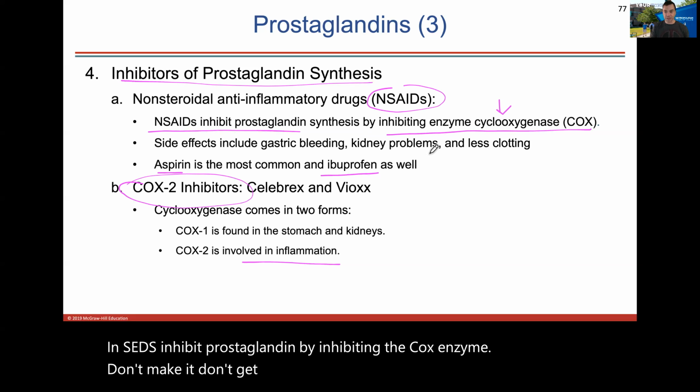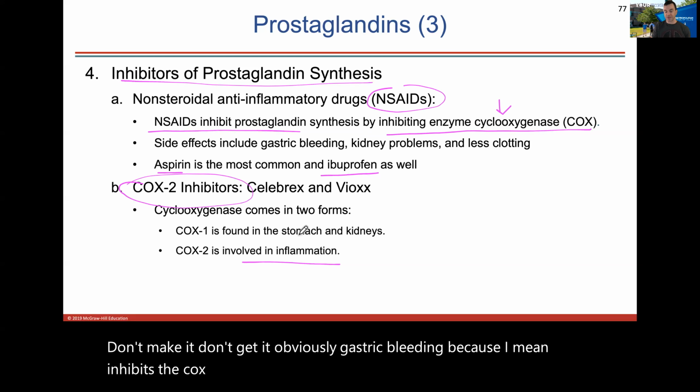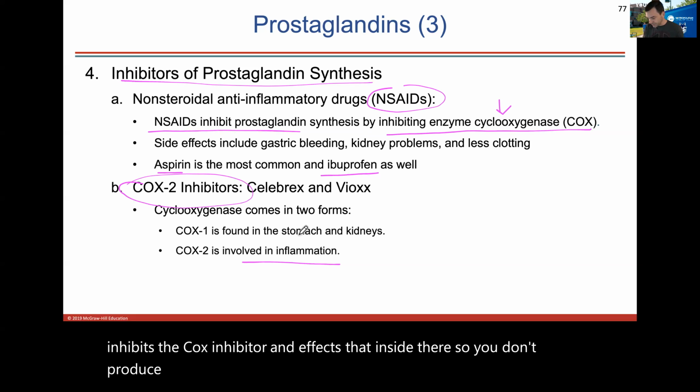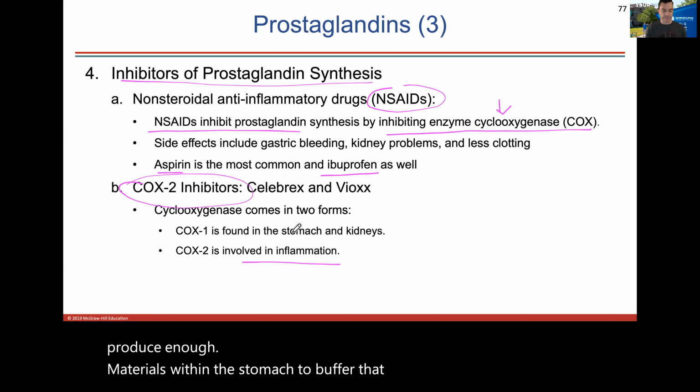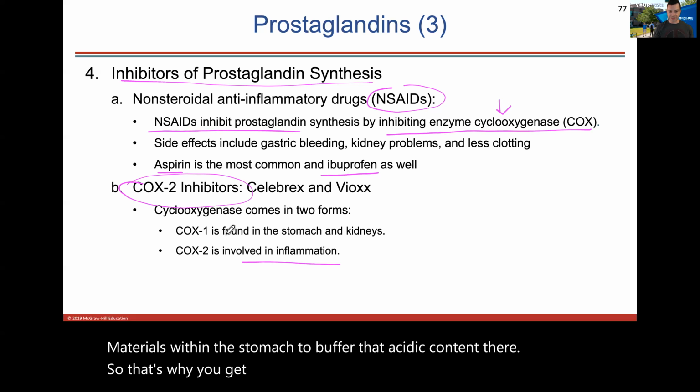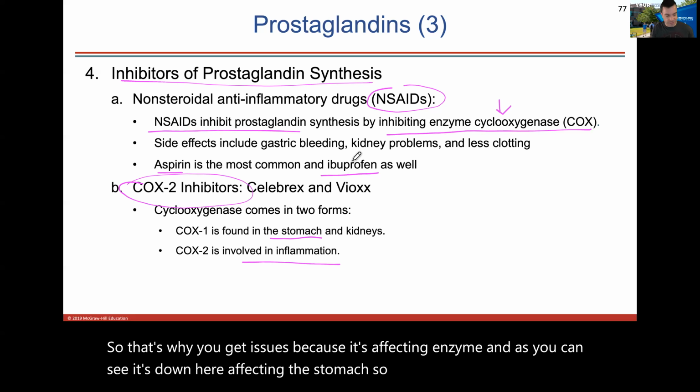Obviously, gastric bleeding, because it inhibits the COX enzyme, so you don't produce enough materials within the stomach to buffer that acidic content there. So that's why you get issues, because it's affecting the enzyme, and as you can see, it's down here affecting the stomach. So gastric bleeding is going to be a common thing there for that.